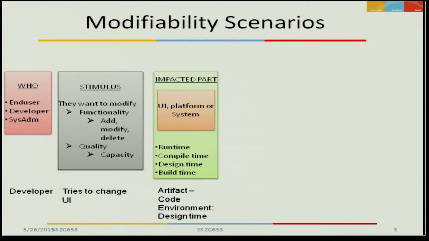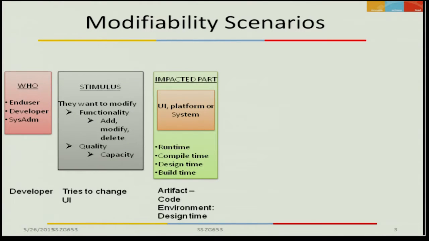Now, using the same template, this stimulus is applied to the system, and the impacted part is the UI, the platform or the system. This impact can happen when the system is running, or when the system is being compiled. The impact can take place during the design, or be felt during the build time also. So at all possible places, depending on the type of change request, such impact can be observed.